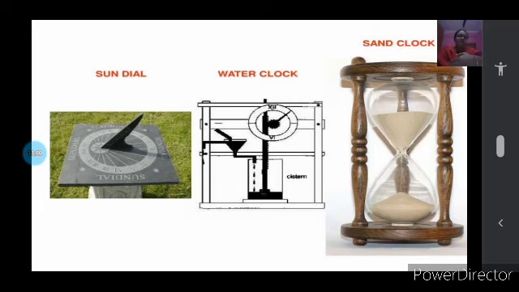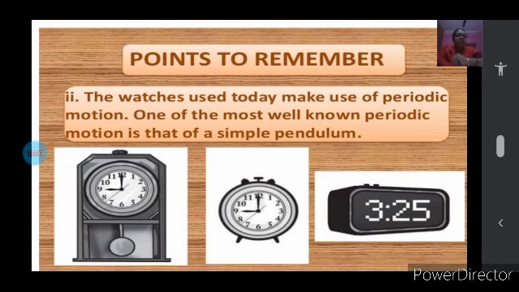From the olden days, people used many methods to measure time. They used sundials, water clocks and sand clocks. Later, the watches used today use a periodic motion. One of the most well-known periodic motions is the simple pendulum. After the water clock and sand clock, the pendulum; you can see the picture of the clock here. That's why this picture is shown to you.